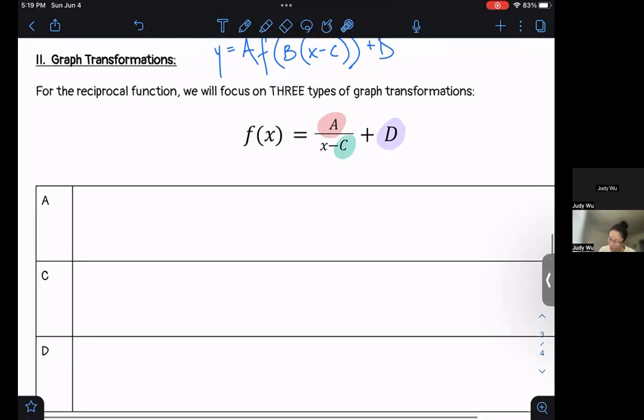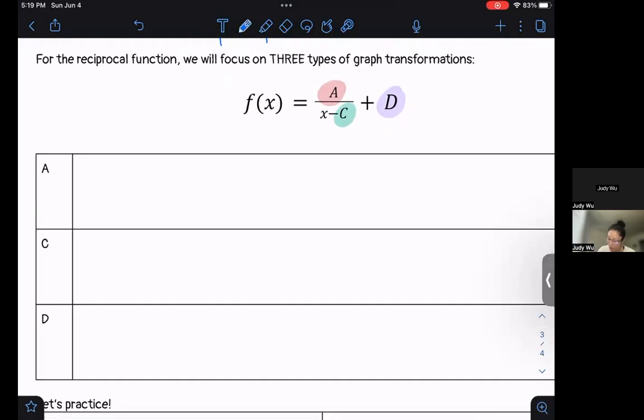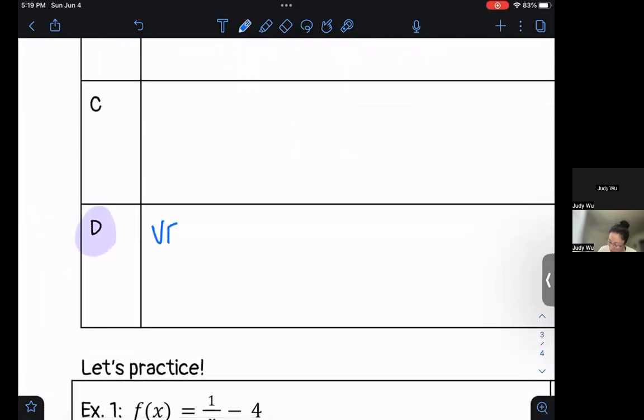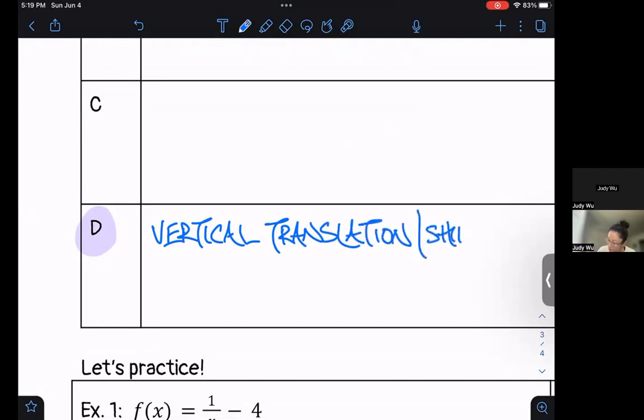Okay. As a quick reminder, let's start at the bottom with our D graph transformation. The D is a vertical translation, or we also call that a vertical shift. If in our equation we see a plus D, then that moves our graph up, whereas a minus D moves our graph down.